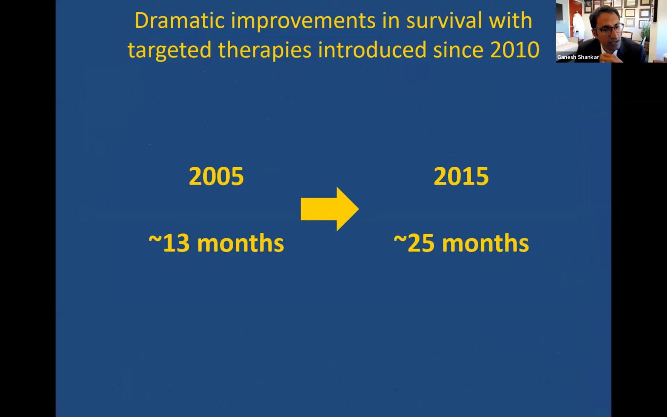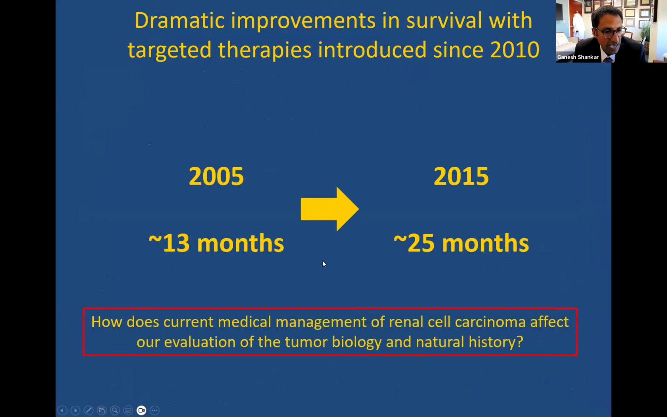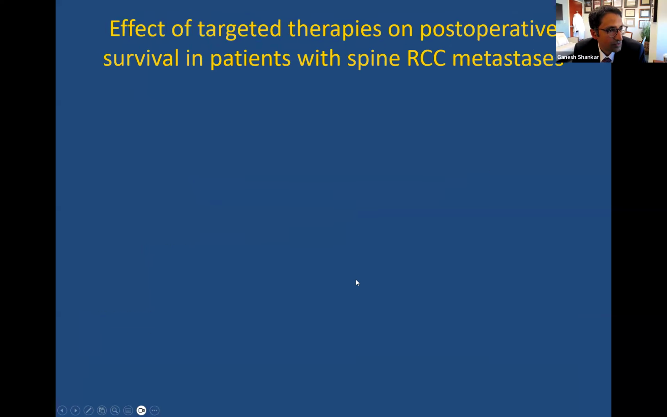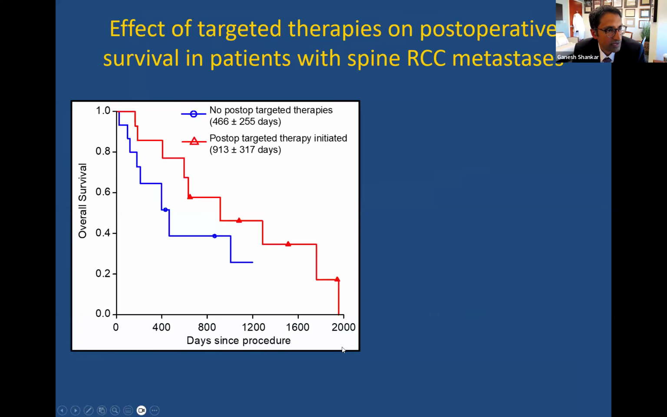So in 2005, patients with progressive disease from renal cell carcinoma had overall survival of 13 months. And by 2015, which is 2 years after the rollout of some of these compounds into clinical use, the overall survival for patients with the same status of disease, progressive disease, went up to 25 months. And so how did this ultimately impact our patient population when patients were presenting to us with metastatic disease to the spine from renal cell carcinoma?